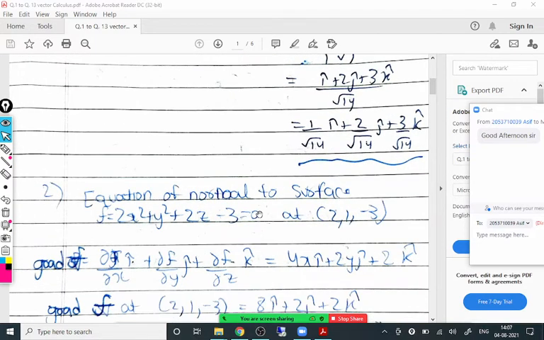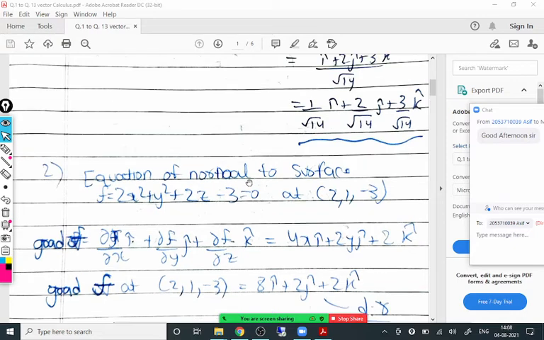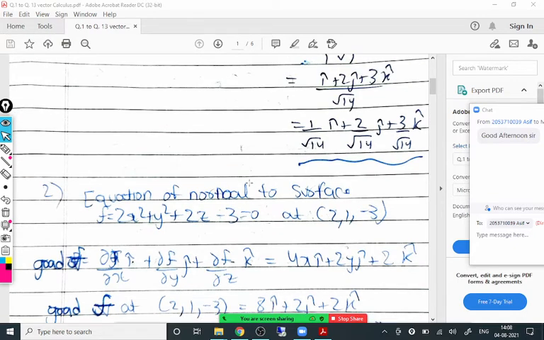Come to question 2. Equation of a normal to the surface. Now quickly, which thing comes to your mind when the word normal appears? Normal to the surface, mainly. Yes, this is the keyword, which indicates gradient.